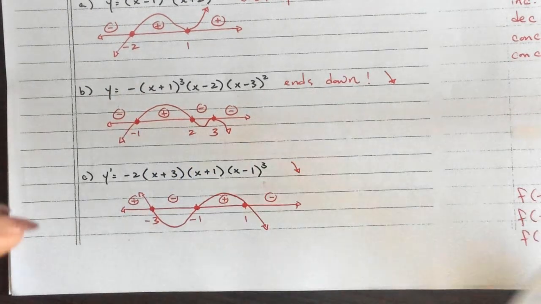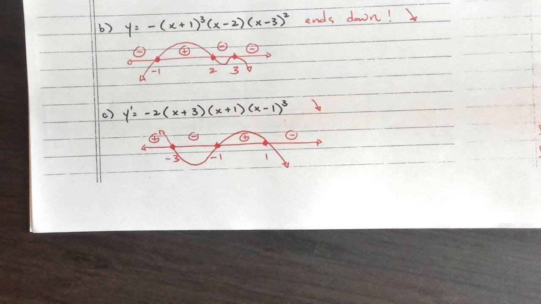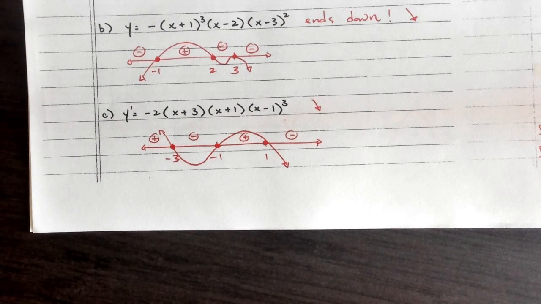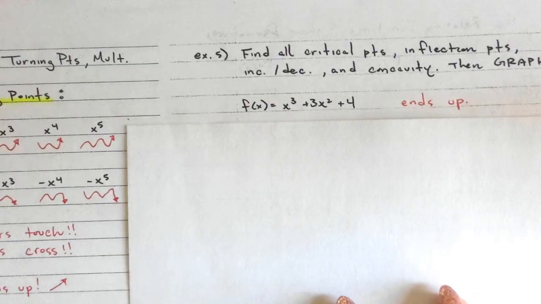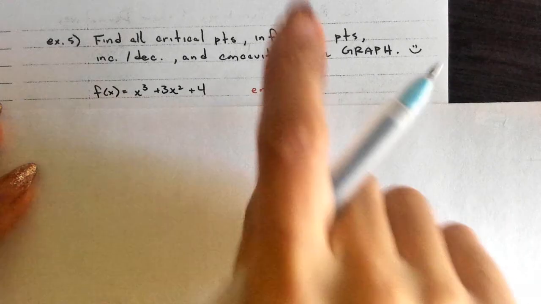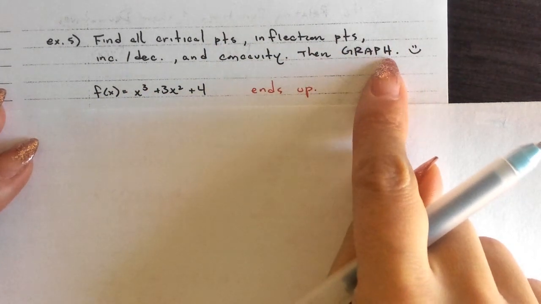Okay, the last one, you're going to try it out, same thing, try it, and then you get something like that. Okay, so this is when we actually use it. You ready? So number 5. Find all critical points, inflection points, and then graph. Graph it very, very neatly.